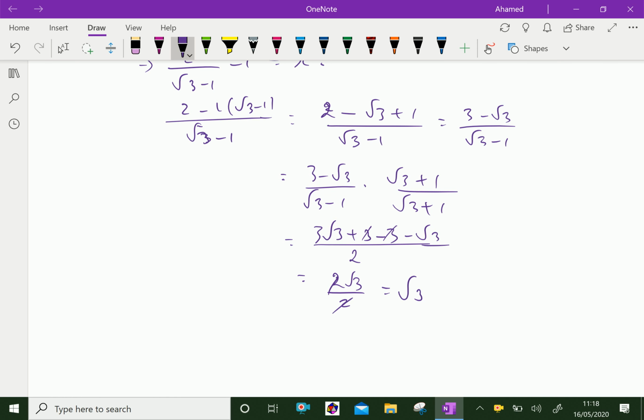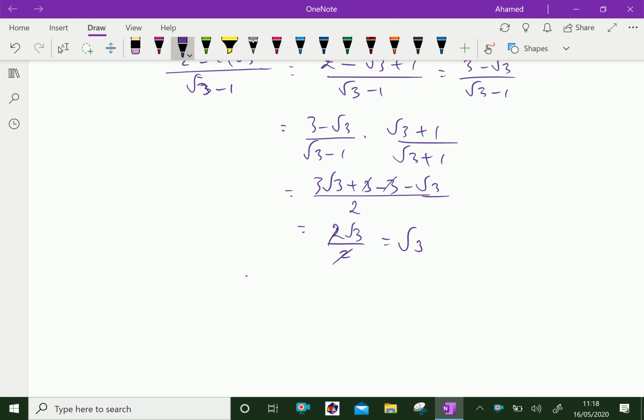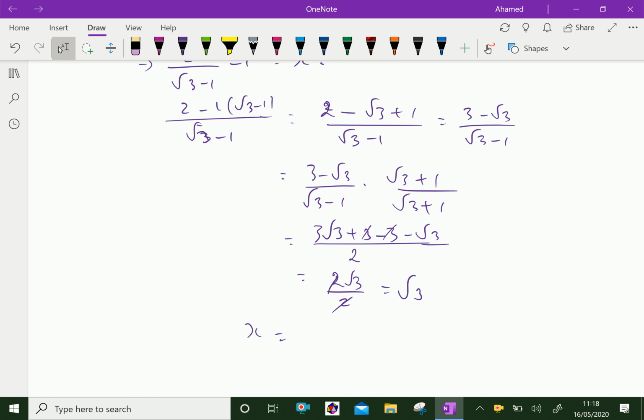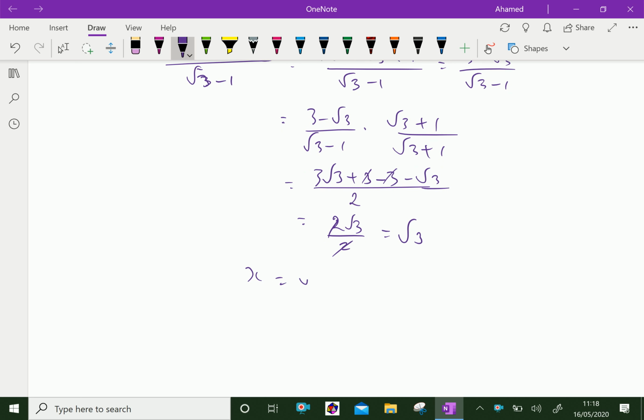Therefore, the solution x equal to root 3 is the solution.